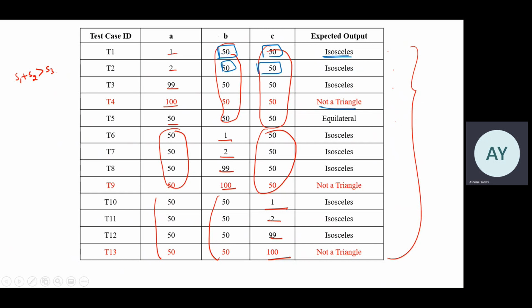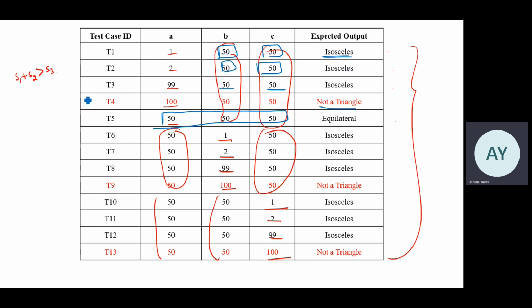So whenever two sides are same, we have isosceles. Whenever all the three sides are different, we have scalene. And whenever all the three sides are same, we have an equilateral triangle. So you can say the majority output is isosceles only. Here you can see output is equilateral because all three sides are same.